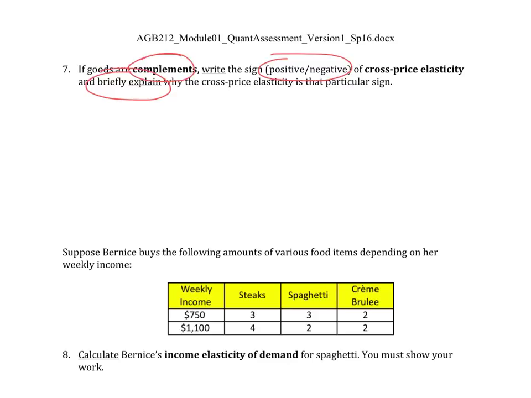So again, all you're doing is working through, well, if you're talking about complements, identify a pair of goods that are complements, work through the change in terms of if the price of one good changes, you have to work through to show, to explain why the quantity demanded changes of the other good. And again, you're providing that story that connects why the sign is positive or negative.